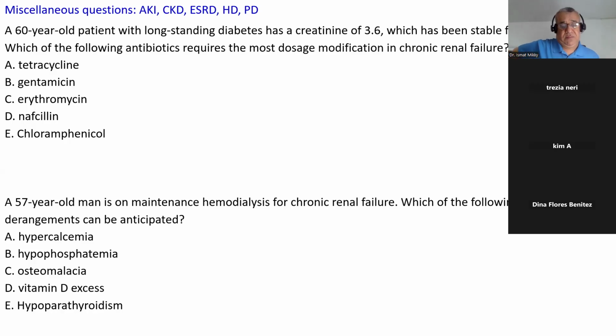A 57-year-old man is on maintenance hemodialysis for chronic renal failure. Which of the following metabolic derangements can be anticipated? Which has to do with bones. It's the stage that precedes the osteoporosis, called osteomalacia. So chronic renal failure treated with hemodialysis results in predictable metabolic abnormalities.